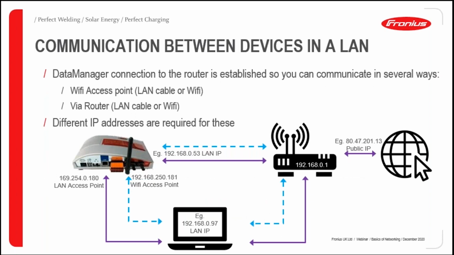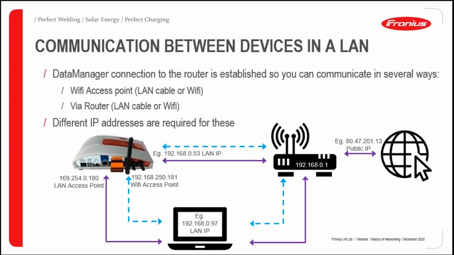So if we look at the typical IP addresses found on a data manager system, we have the local access points. The LAN local access point between the laptop and the data manager will have an access point IP of 169.254.0.180, whereas the Wi-Fi access point has an IP address of 192.168.250.181. So these are the IP addresses we would type into our browser when we want to communicate directly with the data manager.